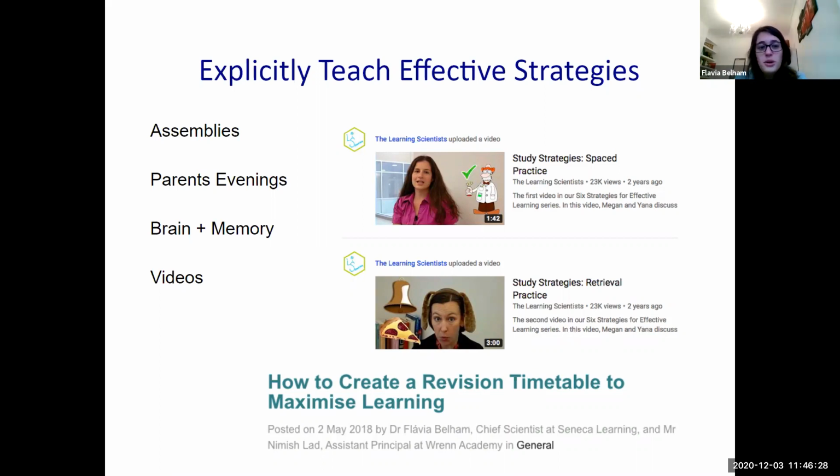So kids are gonna do that. So it's important that we as teachers inform parents as well about the effective learning strategies, so they can help the kids and the students to then use them. We should be talking about brain and memory.